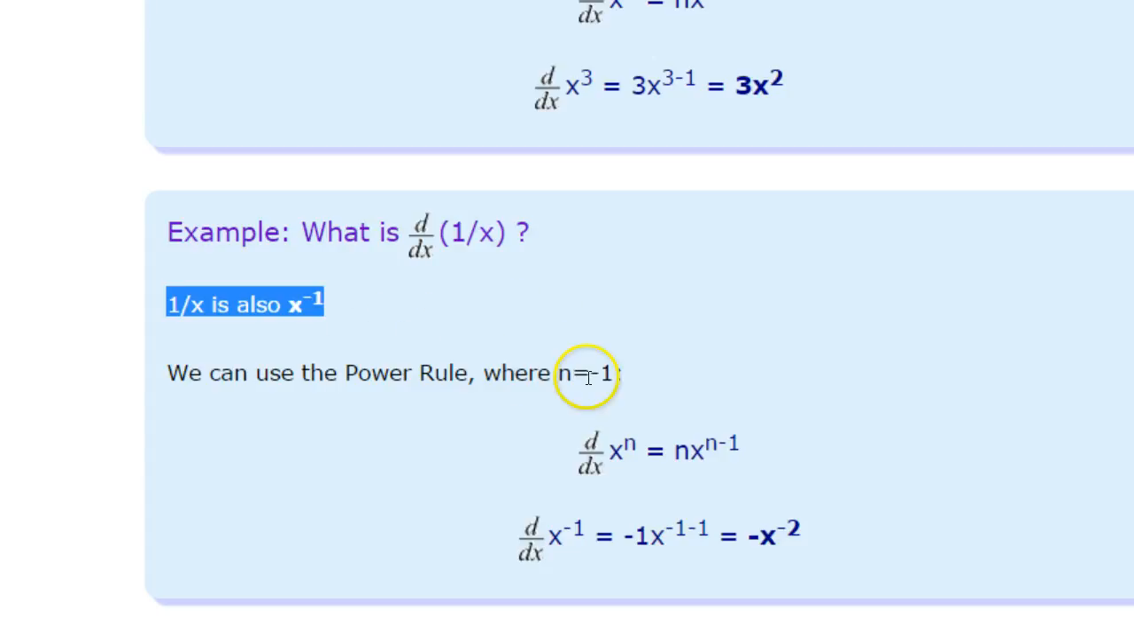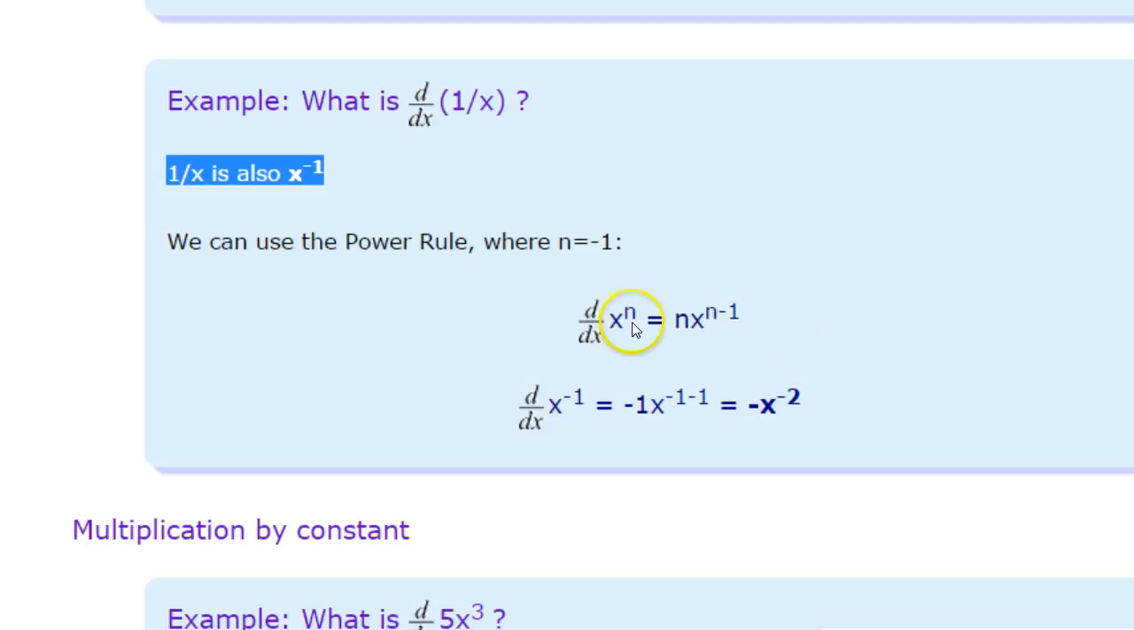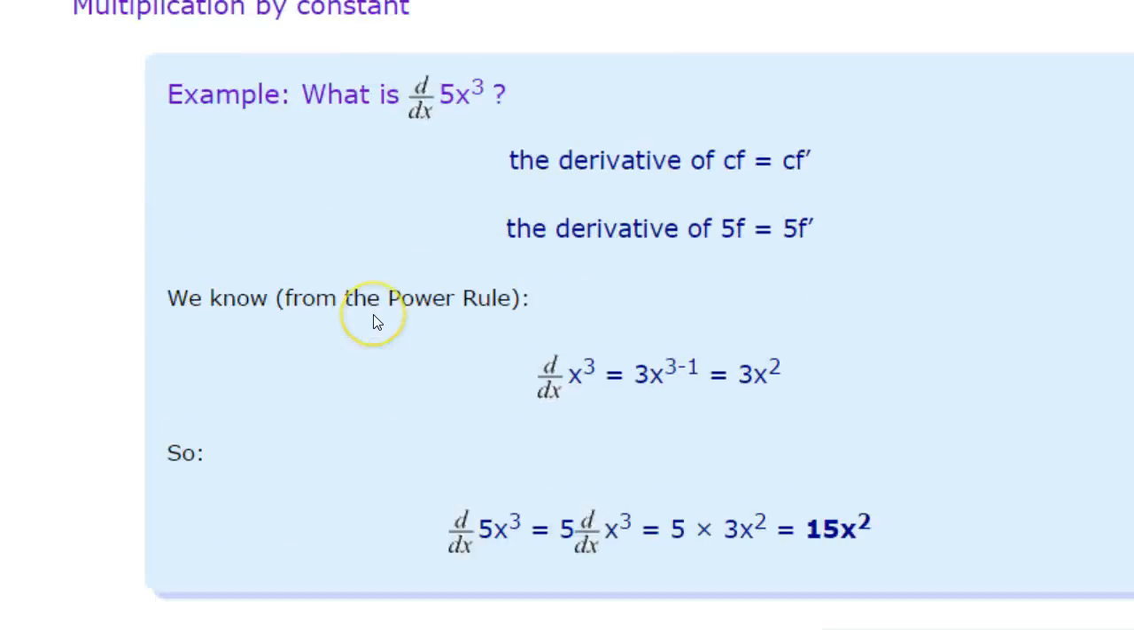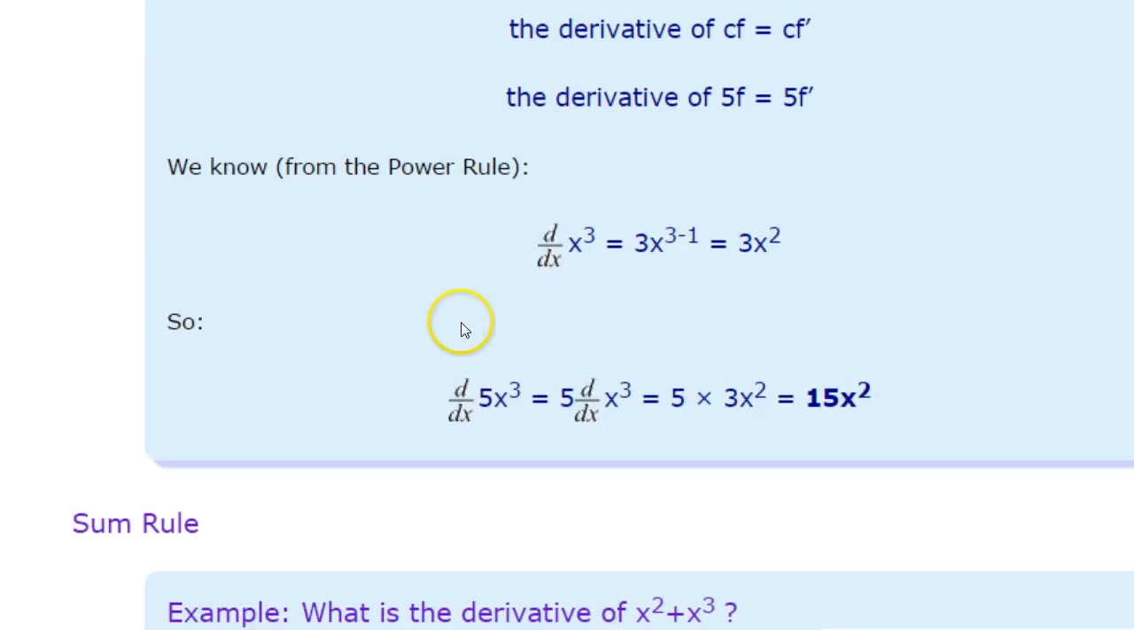We can use the power rule where n equals negative 1. So we just bring it down in front. So the derivative of 1 over x becomes negative 1 over x squared. Okay. What is the derivative of 5x cubed? The derivative of any function with a constant multiplying it is you just multiply the constant by the derivative. So this becomes 15x squared.